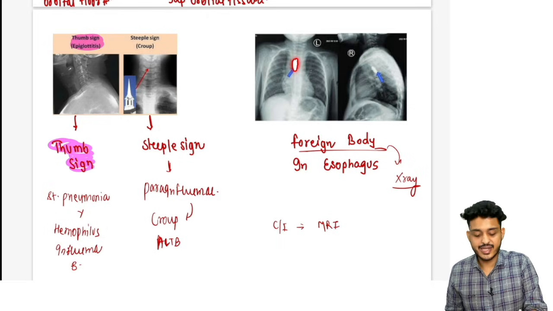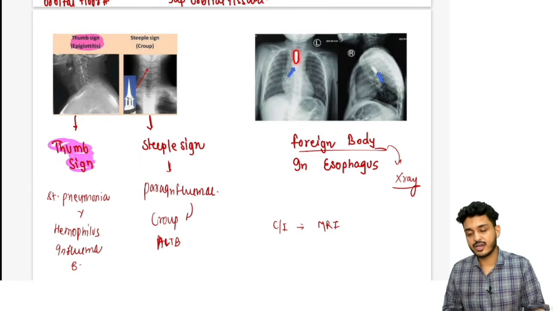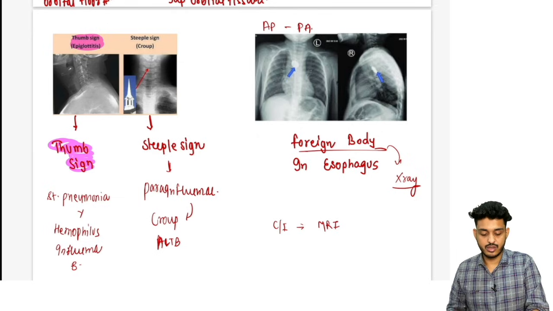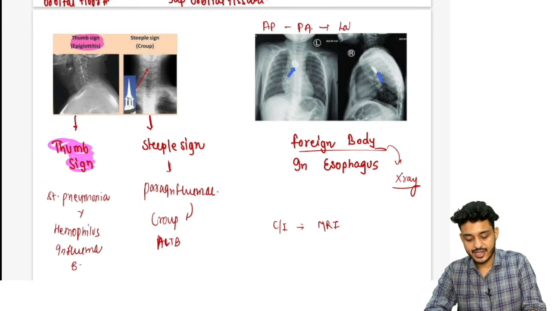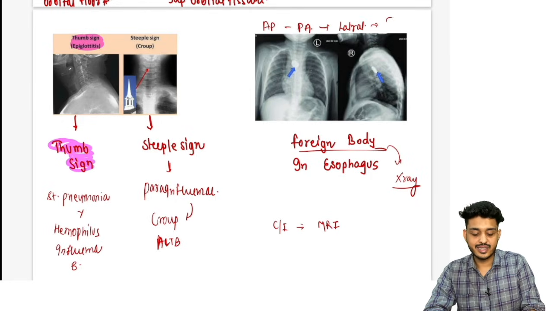This would be appearing like that. If this coin is going to be on the vocal cord, it would be appearing laterally on the AP or PA view, right? So in the AP or PA view, if the coin is appearing laterally like here, this is suggestive of what? It is in the trachea, or it is in the vocal cord.